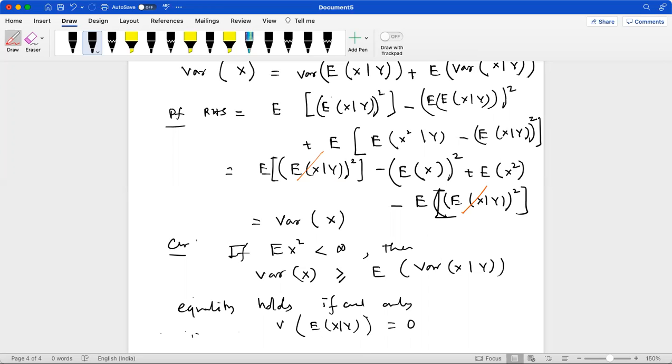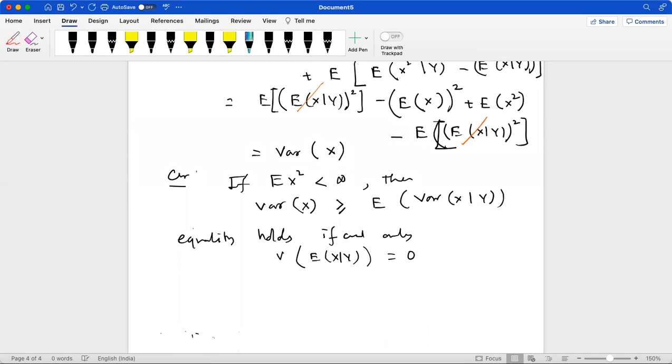That means the expectation of x given y is a random variable, and it takes value 0 with probability 1. So this is equivalent to saying that the probability of the expectation of x given y taking value 0 is 1. Now when this conditional expectation is 0, that means it is only a function of x. If this conditional thing is a function of x, basically, x is a function of y.